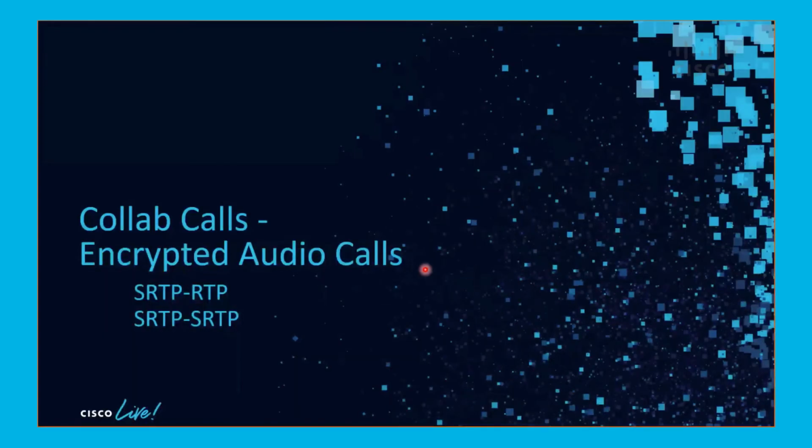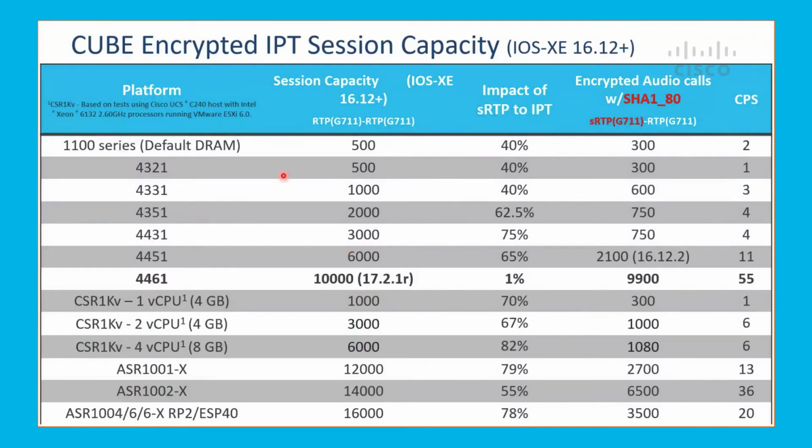Then let's move on to encrypted collab audio calls, meaning SRTP to RTP and SRTP to SRTP. So again, as a reference, what we have listed in the first column is all these platforms, and what we are showing over here are the standard basic collab call numbers, and then you turn on encryption with SRTP to RTP. So what this table is showing you is that if the inbound call leg is SRTP with G711 and the outbound is RTP in G711, and vice versa, with SRTP 711 to RTP 711, these are the total number of sessions you can expect on the box. And what we are showing is the impact of turning on encryption with respect to basic collab calls.